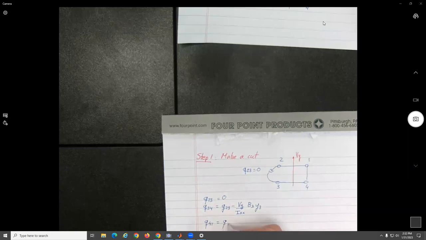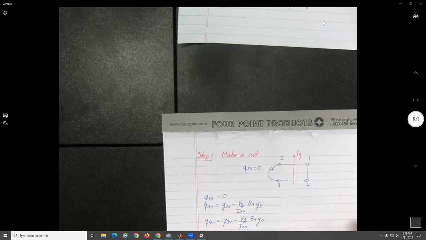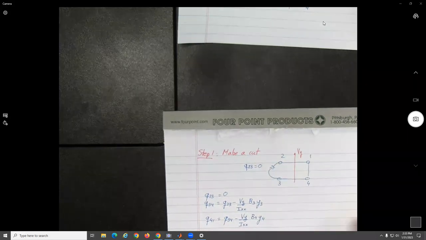Q3,4 minus V1 over IXX times Y sub 4. Oh, I forgot to give some dimensions initially, but we do that at the end.